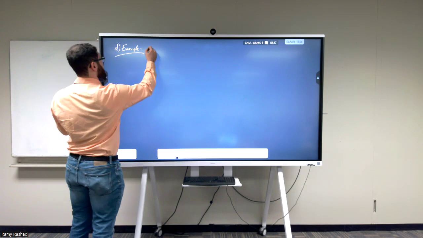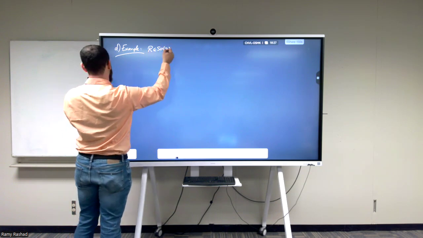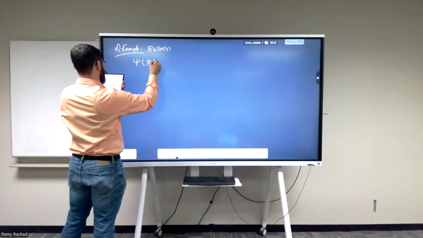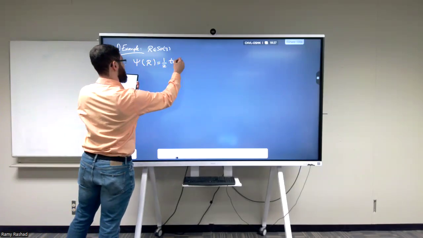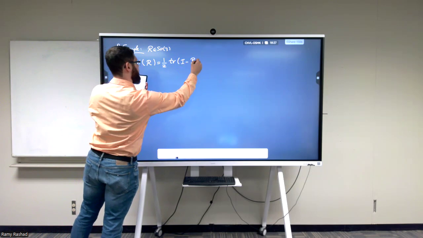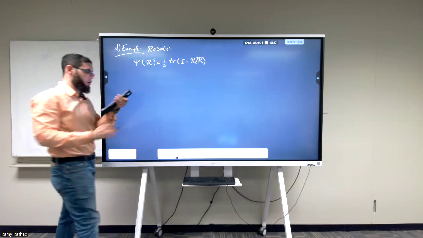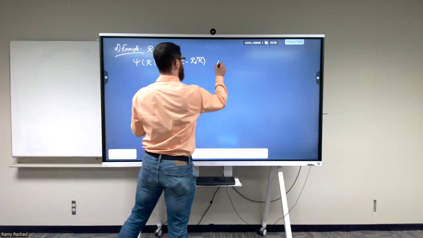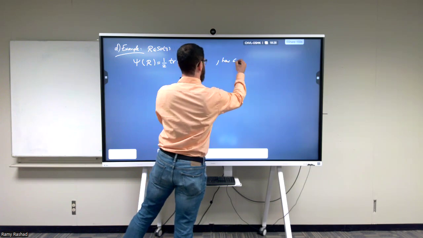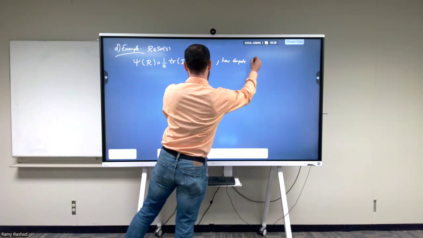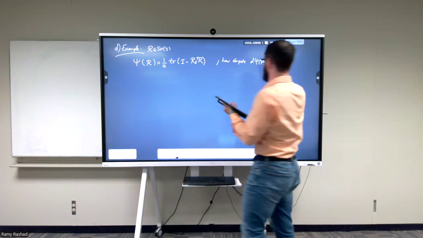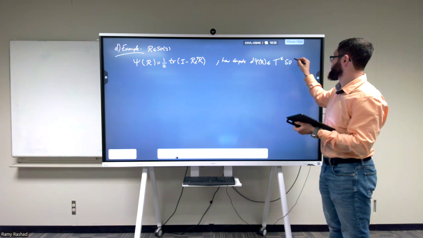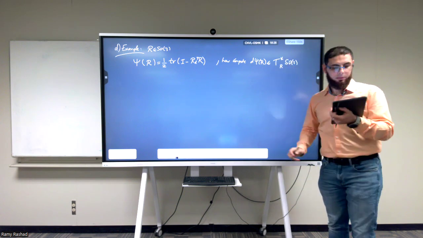So the example is R lives in SO3. So this is the manifold we're interested in. What is the function we want to discuss? It's this function, trace of I minus R_D transpose R. So this is the function we're interested in finding the differential of. So how do we compute d psi of R? Where does this live? In the cotangent space to SO3 at the point R.